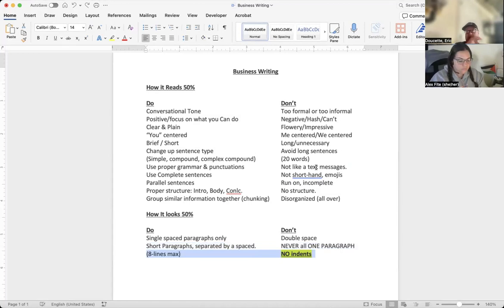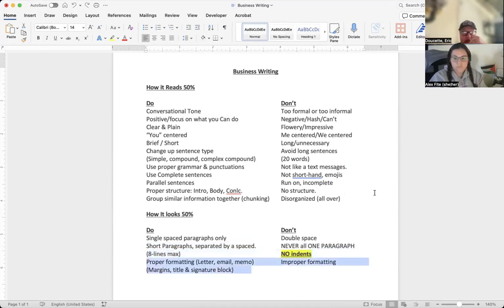And then you should never use indents on the first line. People still get stuck on that. That's essay writing. That's not business writing. Have it left justified. You can make it right ragged. Right ragged means you don't need to have it square on the right edge, but your left edge should always be a straight line, left justified. No indents. And then proper formatting, I do mention it right here.